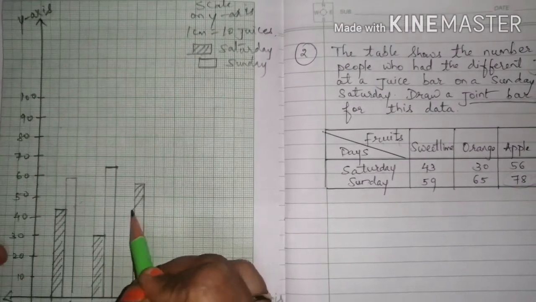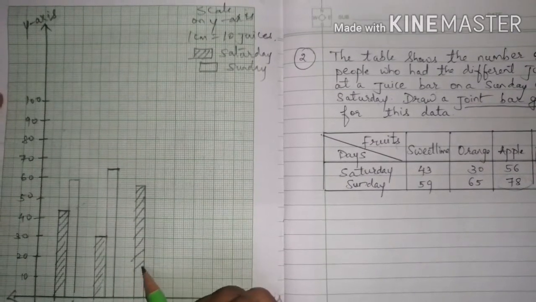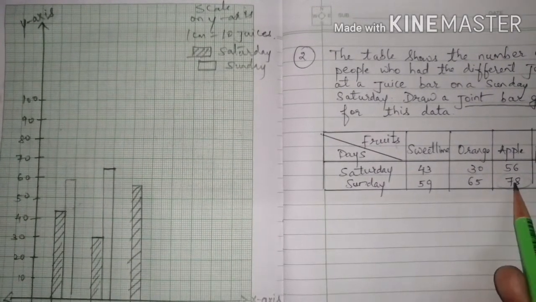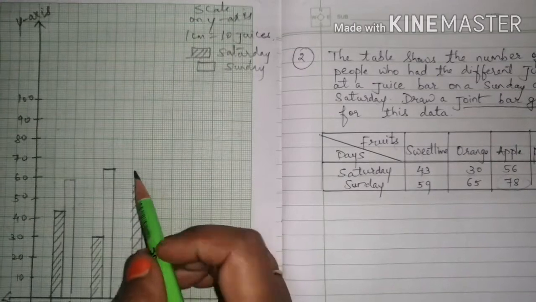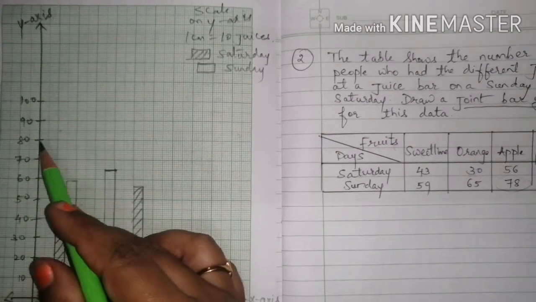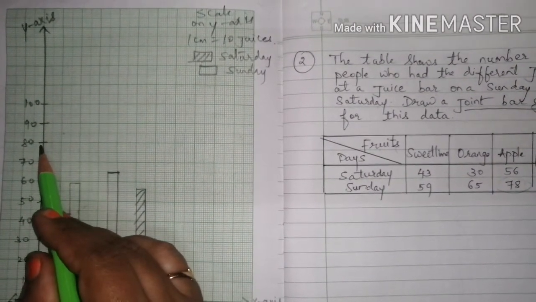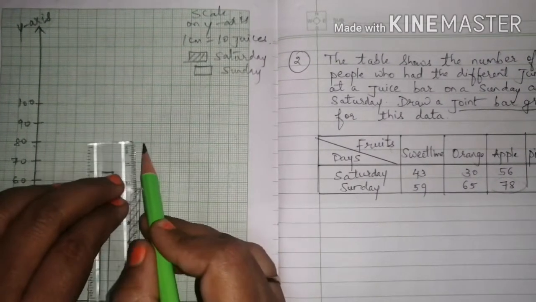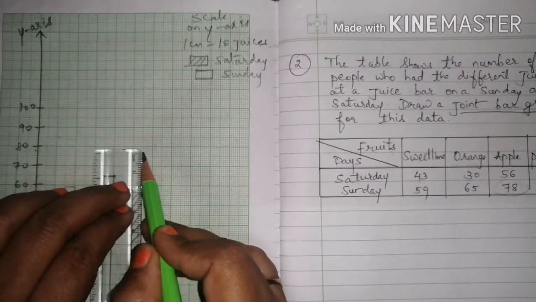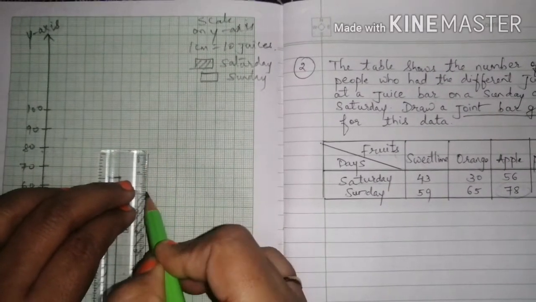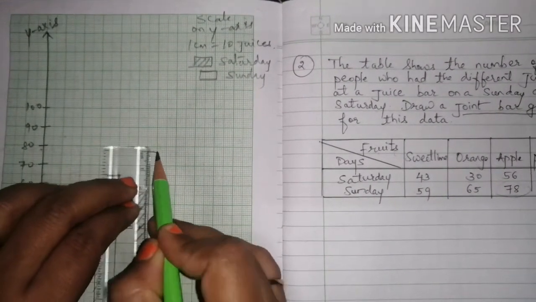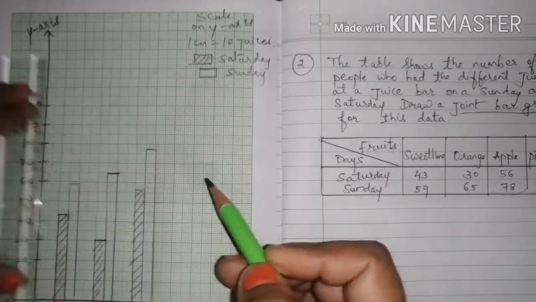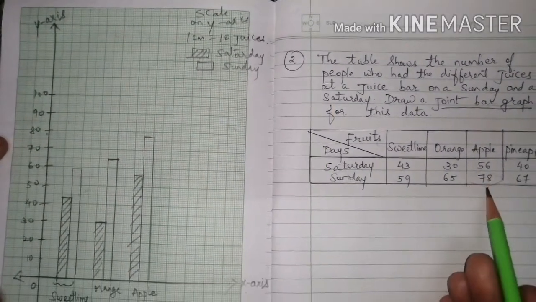This one is of Saturday, so shade it. Sunday it is 78, so above 78 lines. 5, 6, 7, 8. This one is of apple, Sundays.